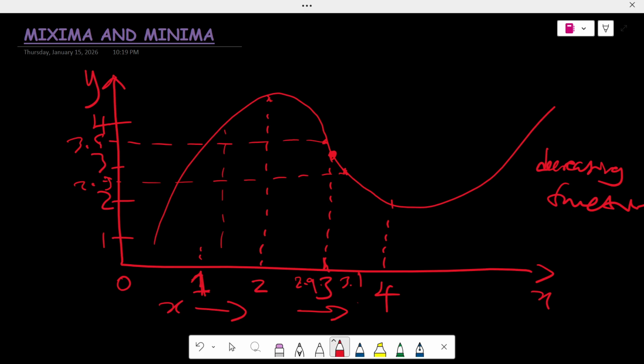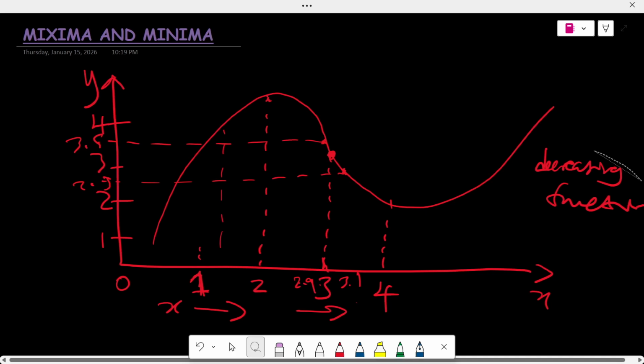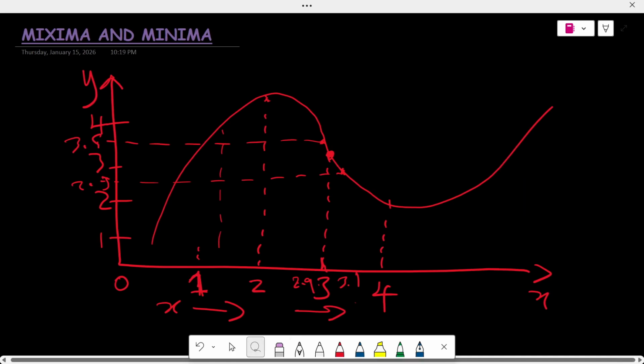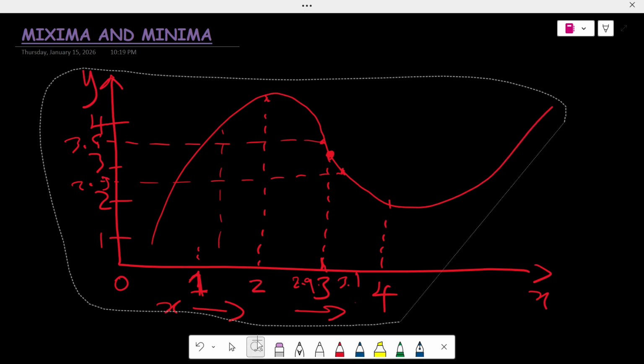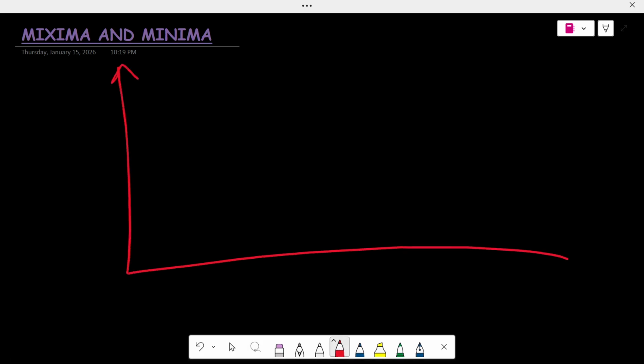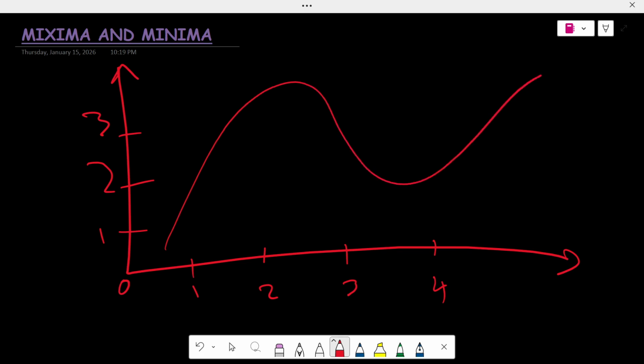Okay, so this is what an increasing function is, guys. This is what a decreasing function is. So now let's talk about concavity. We're going to draw just another graph, right? So this is 0, then we can have 1, then 2, then 3, then 4, then 1, 2, and 3. Just a random graph, right?